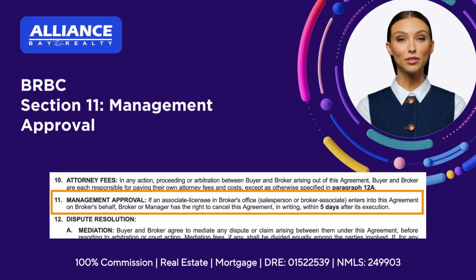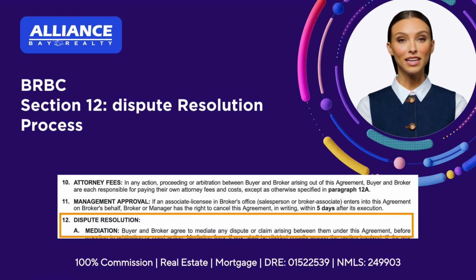Section 11 covers management approval, giving the broker or manager a short review period when an associate licensee signs the agreement on the broker's behalf. Section 12 lays out the dispute resolution process, including the requirement to attempt mediation first, the consequences of refusing mediation, the types of disputes that are excluded, and the option to resolve disputes through arbitration if both parties agree.